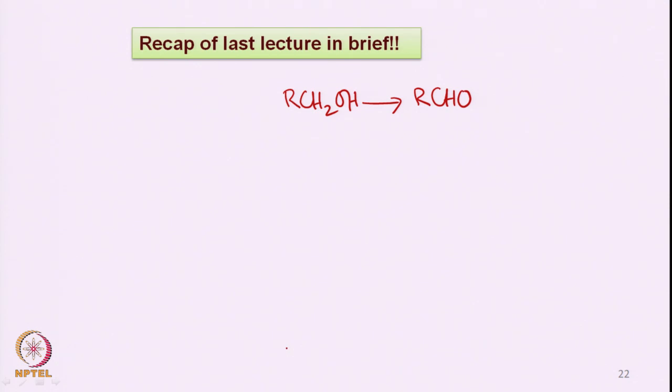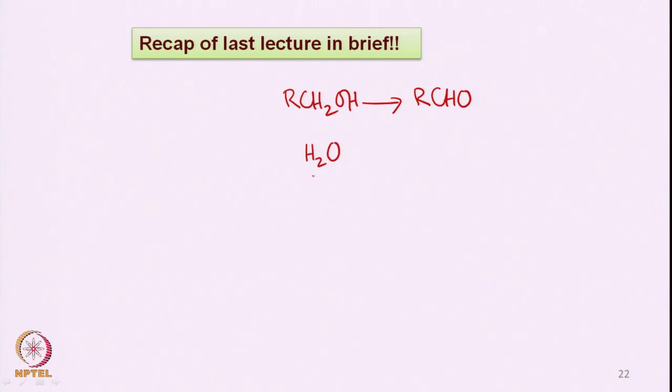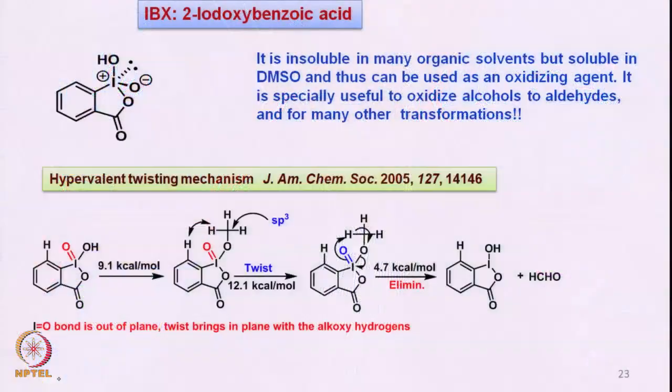We discussed the mechanisms involved in the oxidation using DMP or Dess-Martin periodinane reagent, and also we saw how water affects the rate of the reaction, where the water plays a very crucial role in the mechanism allowing the oxidation to occur fast. Now in today's lecture we will be talking about another interesting reagent which is also based on this hypervalent iodine, which is called iodoxybenzoic acid.